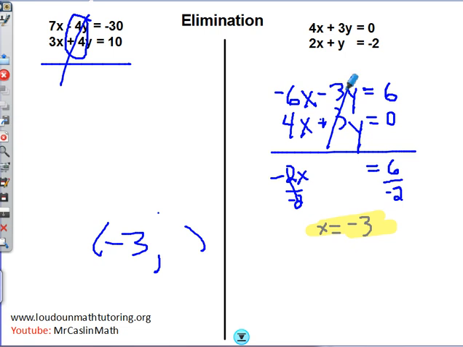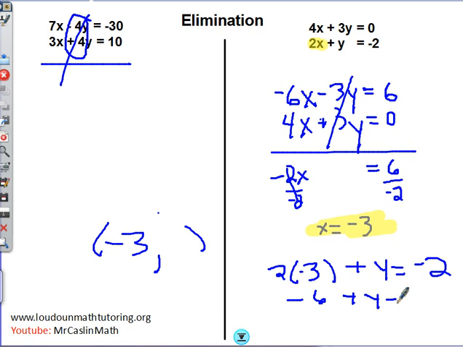Okay, I'm going to plug the x into here and solve for y. So 2 times negative 3 plus y is equal to negative 2. Okay. Use your equation solving skills. 2 times negative 3 is a negative 6, plus y is equal to negative 2. To zero out a negative 6, you have to add 6 to both sides. Get y is equal to a positive 4.